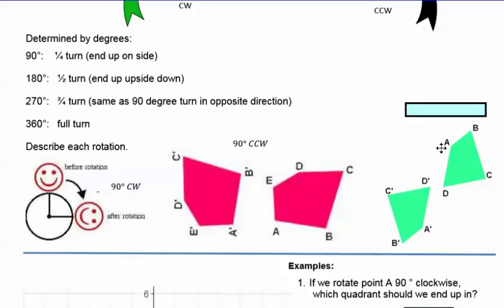Looking at this guy, again, who's our pre-image? This guy's our pre-image. This is my new image because it has the primes. What type of rotation happened? Look at the letters.